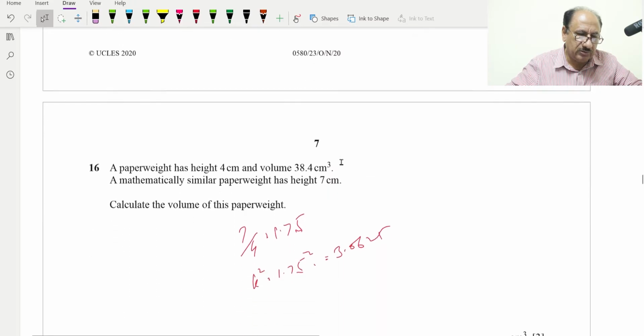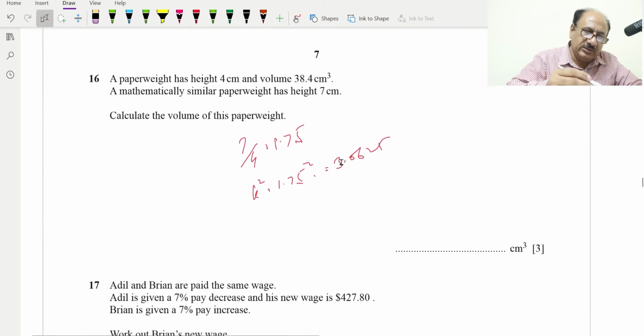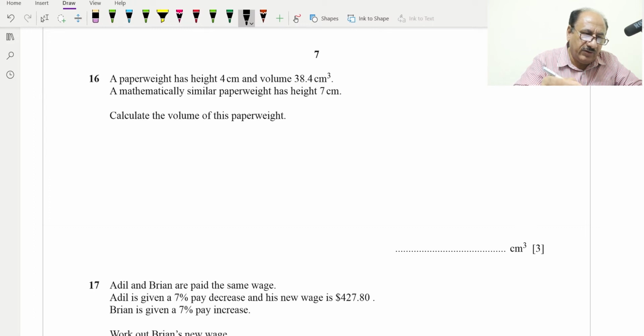Now next question, question number 16. We can solve this question. Basically a paperweight has a height of 4 centimeters and a volume of 38.4 cubic centimeters. A mathematically similar paperweight has a height of this one. So calculate the volume of this paperweight.